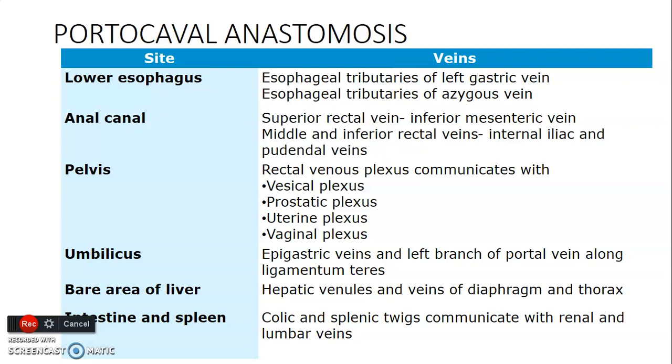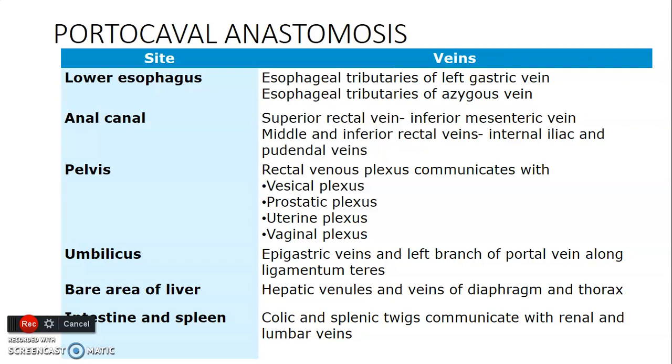This is where you have communication of blood vessels, veins that take blood to the portal vein, and those that take blood to the vena cava. So we have at the lower esophagus, left gastric vein will take blood to portal vein, while we have tributaries to the azygous vein into the vena cava.